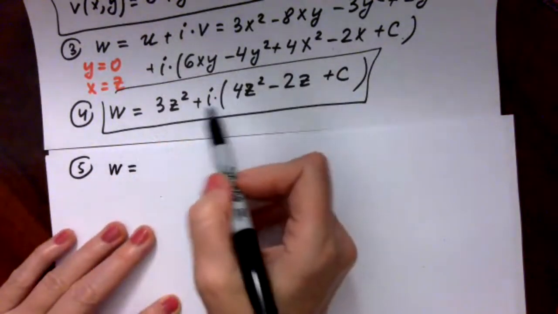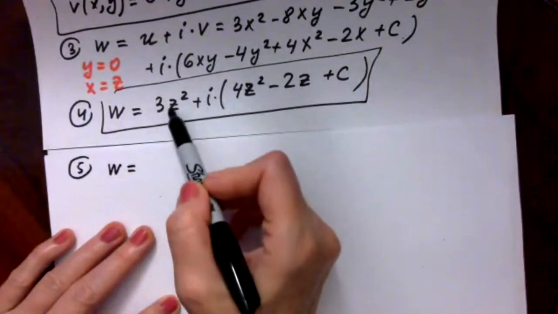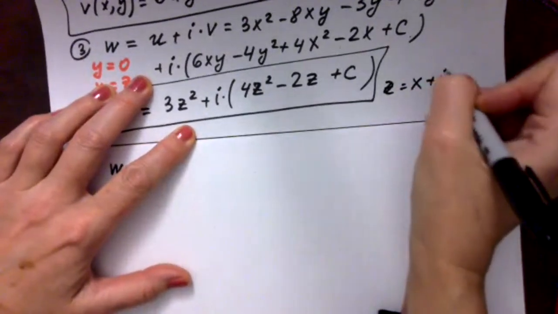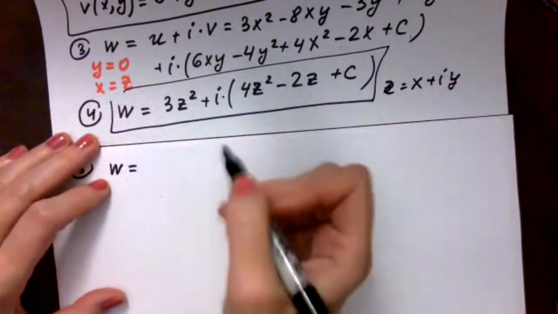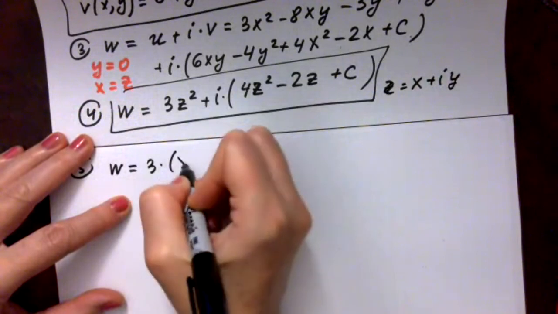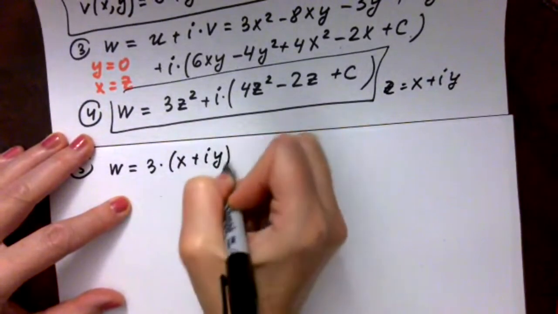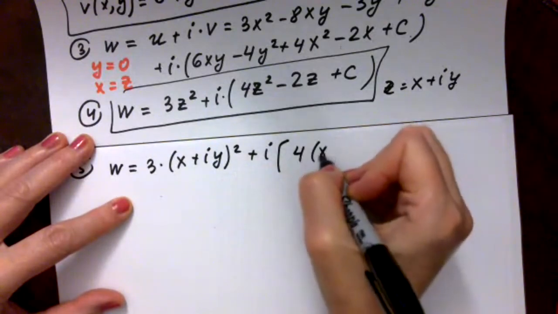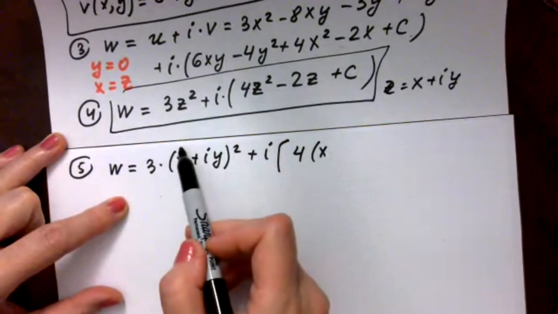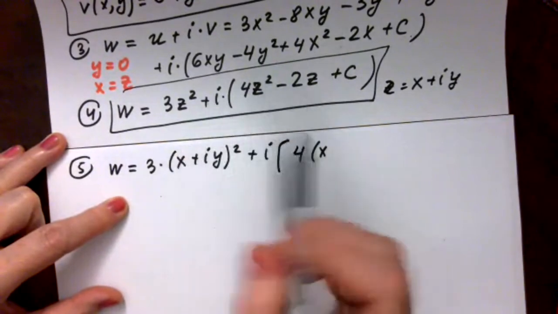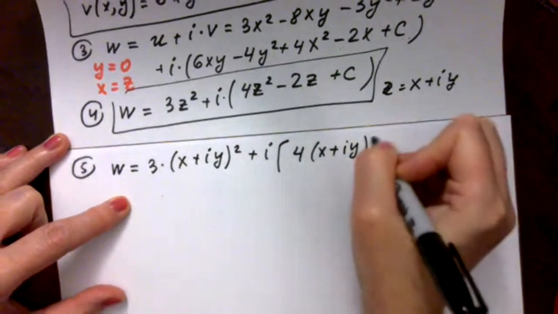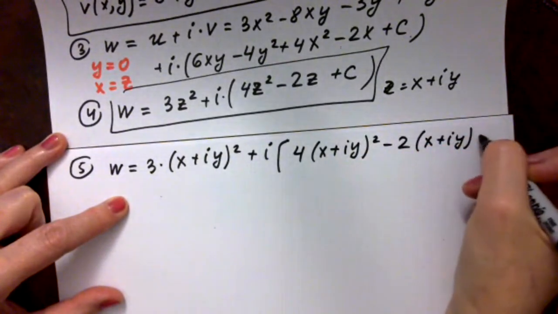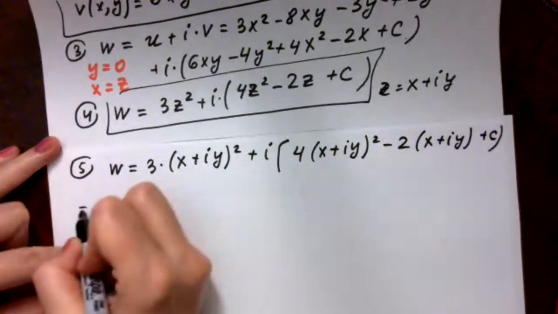So how do we usually find u and v? We plug this expression x plus I times y instead of z, and do some very simple calculations. Okay, x plus I y squared plus I, here in parentheses we have the same. It would be a good idea to simplify this function first. Okay, it's too late. I'm going to do it in this form, no problem at all. And plus c.